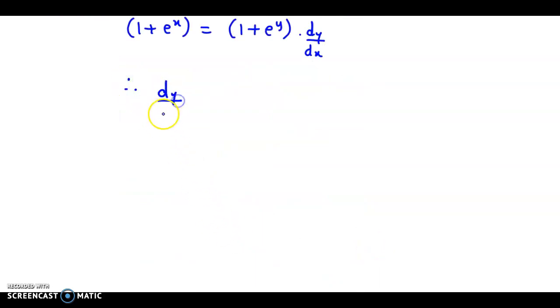So therefore we get dy by dx is equal to 1 plus e raised to x upon 1 plus e raised to y.